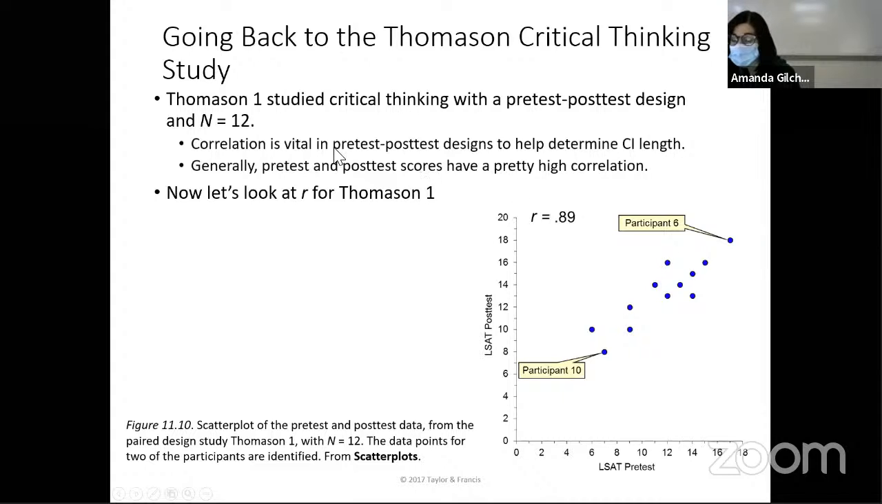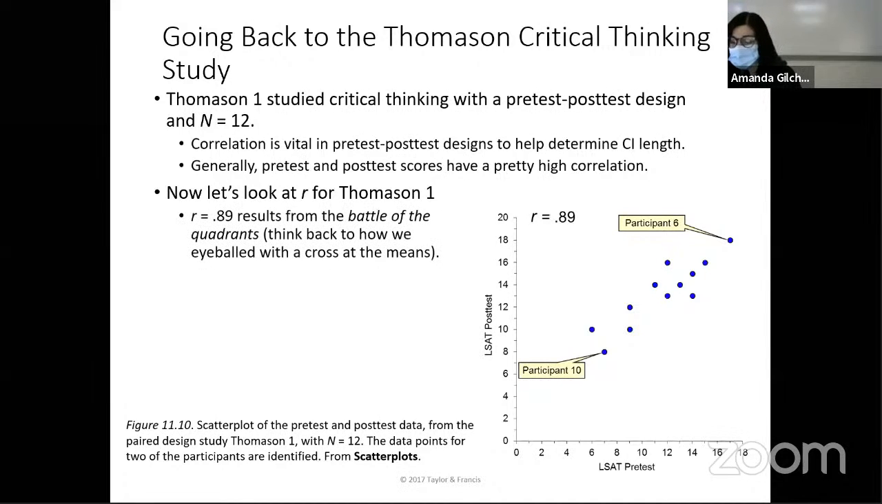So correlation is really important for pre-test, post-test designs. If we want to make sure that we get the effect that we want, we want to make sure that the pre-test and post-test performance are at least somewhat correlated with each other. And ideally they should be, because each person is giving their own pre-test and post-test. And we do know that they have a pretty high correlation. So here is our correlation coefficient, 0.89. That's pretty solid. We like to see this.